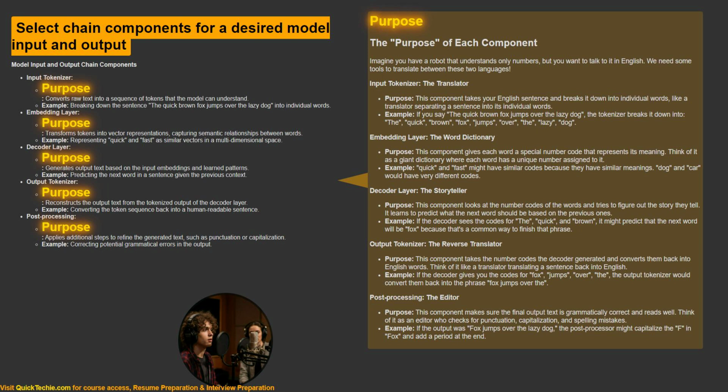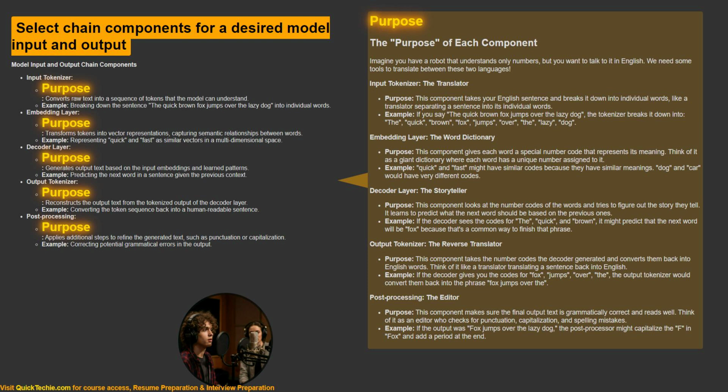Embedding layer, the word dictionary. Purpose: this component gives each word a special number code that represents its meaning. Think of it as a giant dictionary where each word has a unique number assigned to it. Example, quick and fast might have similar codes because they have similar meanings. Dog and car would have very different codes.